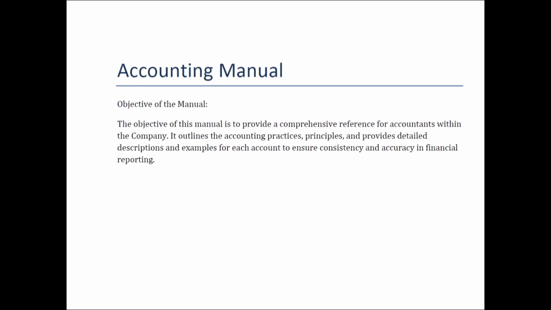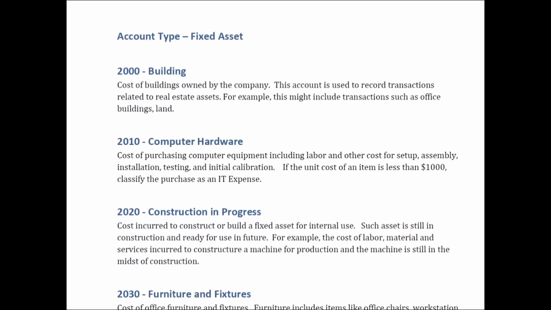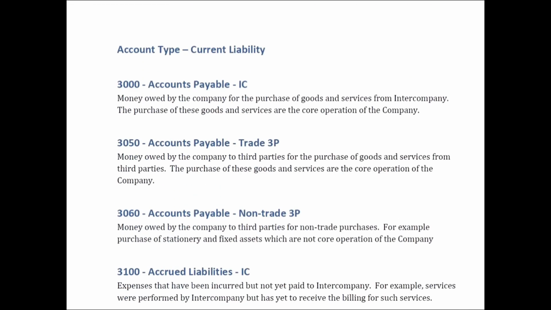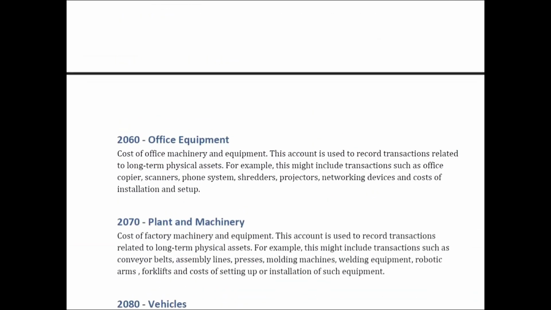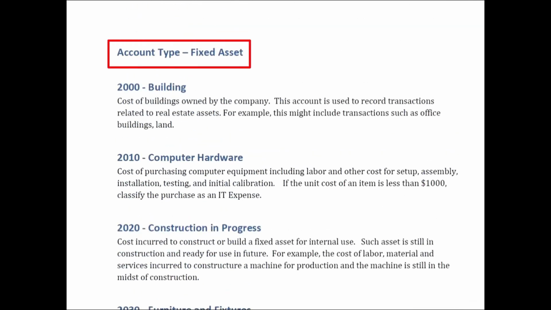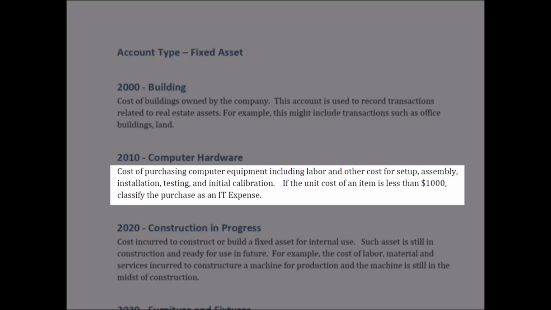Let me show you. There is a section on current assets, fixed assets, and many other standard ones, a total of 11 pages. Let me drill down on one account type, fixed assets. You can see the account codes here and also the account names. For each account, there is a paragraph of description. ChatGPT will use this description to interpret and assign spending items accordingly.